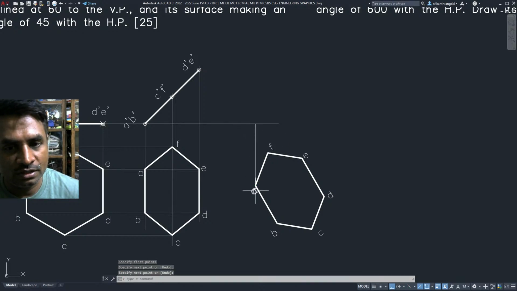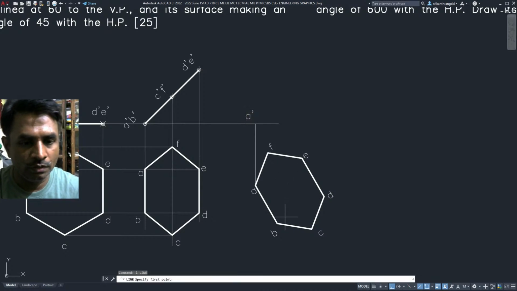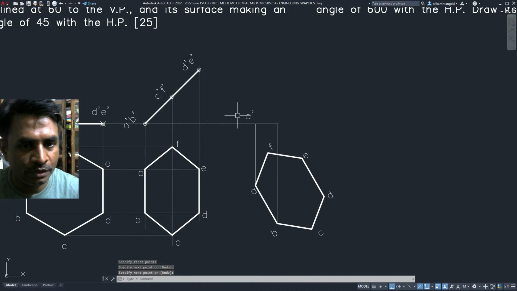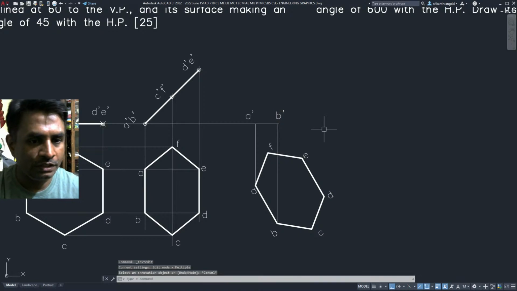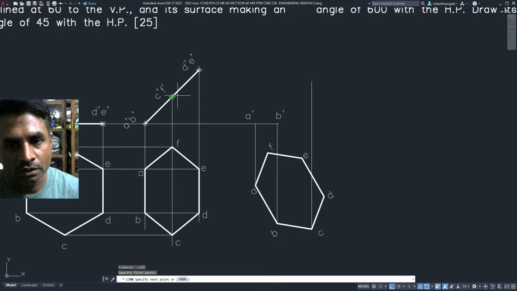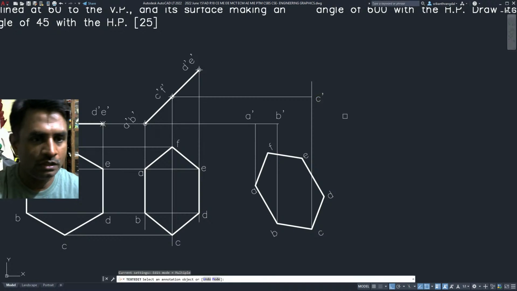So this is the intersection between A and A dash. So this point here is going to be A dash. Okay, then we need to put this B point here, and this B dash is here. That's going to be intersecting here. So the point we get here is B dash. Next, let's go for C. So C is coming here, and it's coming here. So this point here is C dash.